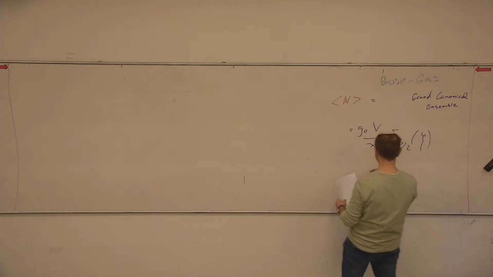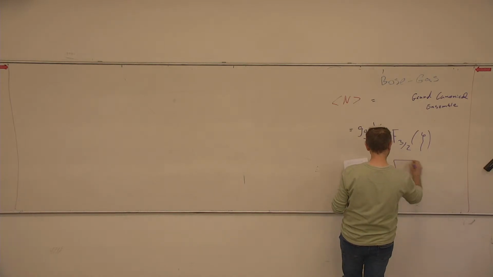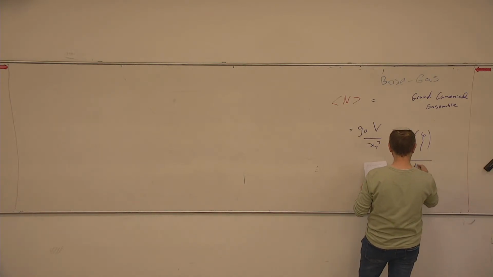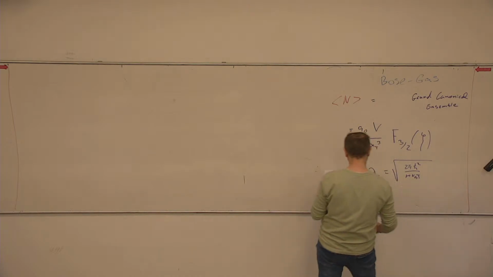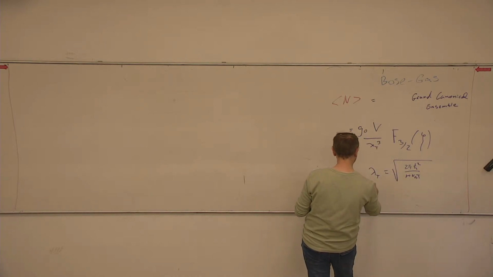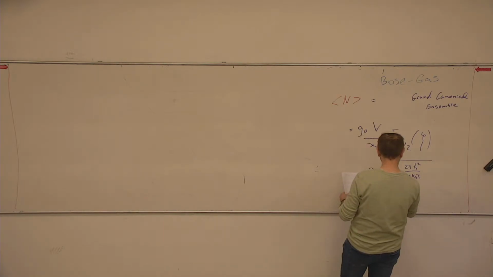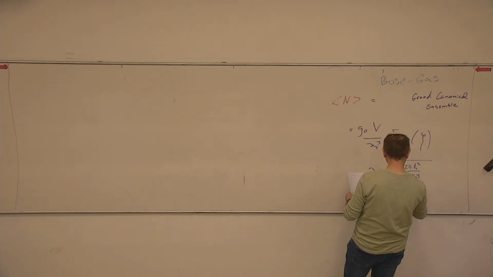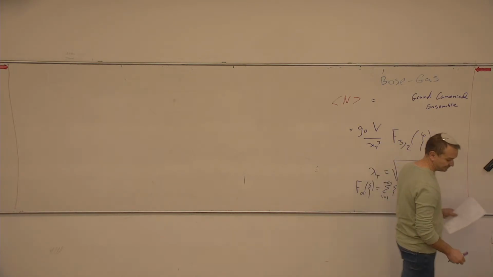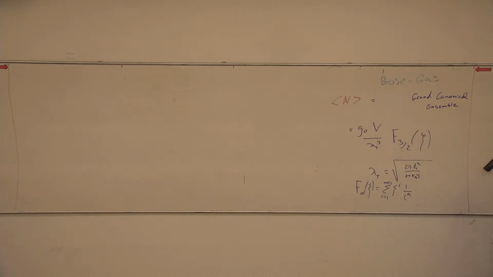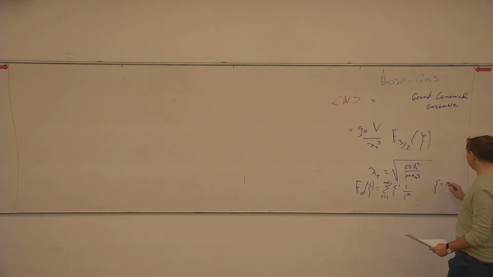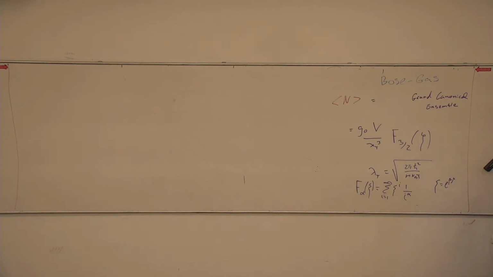What is lambda t? Lambda t, I will write it over here, is the square root of 2 pi h bar squared divided by m k Boltzmann T. And f alpha of the fugacity is the summation, i goes from 1 to infinity, of fugacity to the power i, over i to the power alpha. Fugacity is e to the power beta mu. So this is what we obtained, and there was a problem.